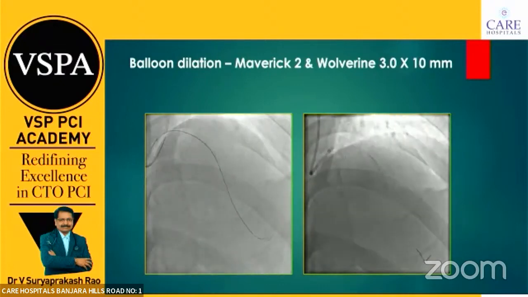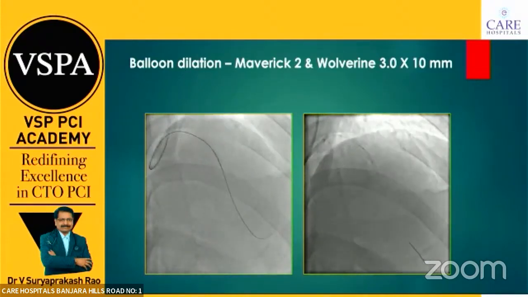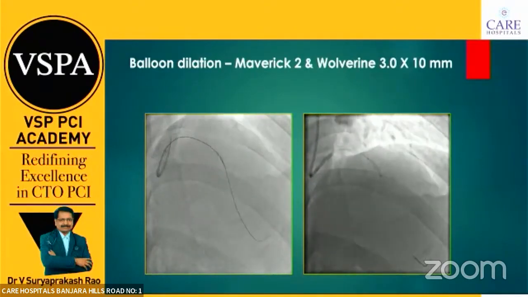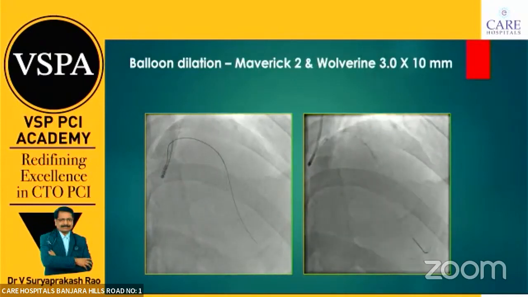Because the penetrative power of a Conquest Pro is much higher, even though the tip load is 12 grams, because of the tapering of the wire, if I remember, 0.14 to 0.10, the penetrative ability of the wire is much higher.